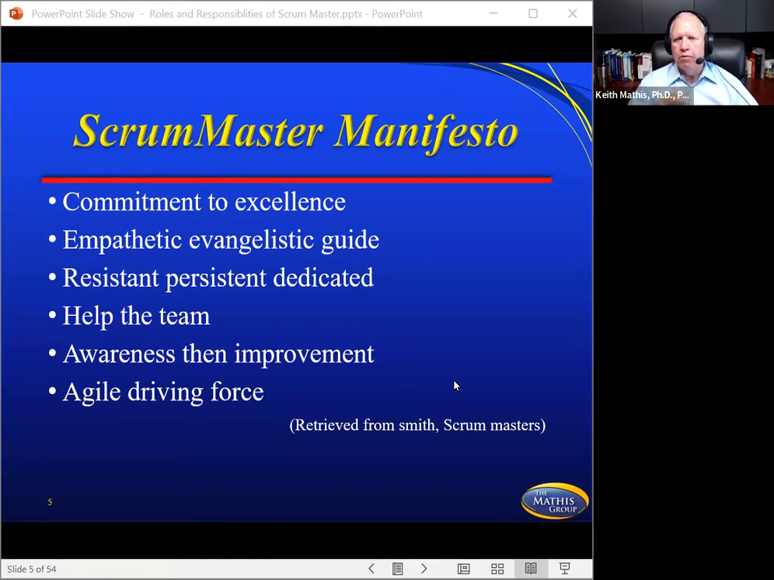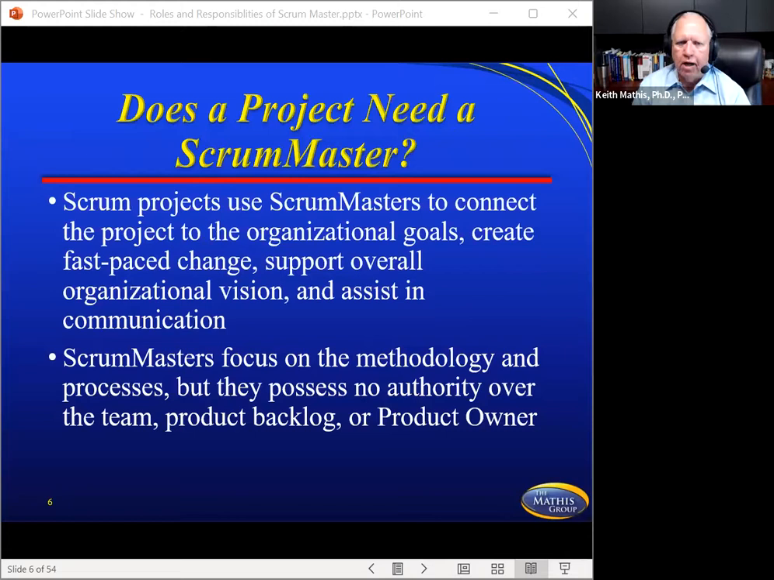You're starting to see people use the Scrum Master and evolve that role. And of course, you're evolving the role of product owner in the teams and everything else. So does a project need a Scrum Master? And so this is asked a lot of times, even in the seminars.